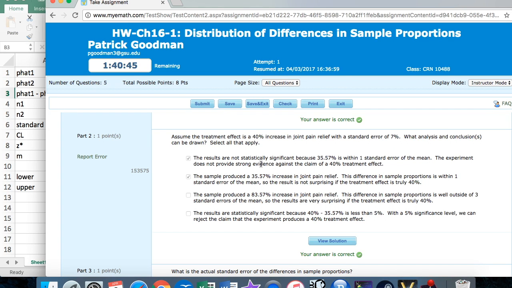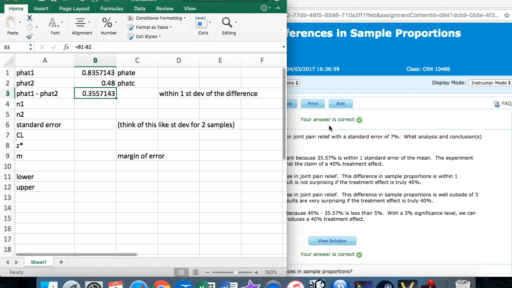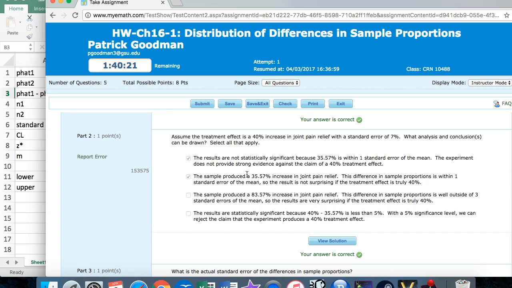So an experiment does not provide strong evidence against a claim of a 40% treatment effect. So we can't say either way whether or not our treatment was worse or better, right? Because we failed to reject our null hypothesis, which means we don't have evidence. Okay, and then the other part is just a sample. The sample, so the one that we did over here, our p hat 1 minus p hat 2, gives us 35%. We say the sample will produce 35.5% increase in joint pain relief. The difference in sample proportions is within 1 standard deviation of the mean. So the result is not surprising if the true effect is truly 40%.